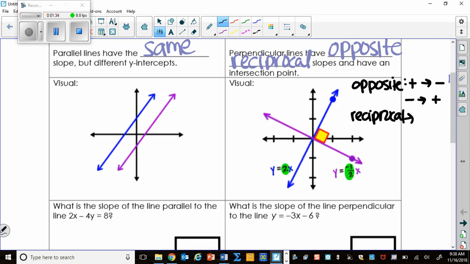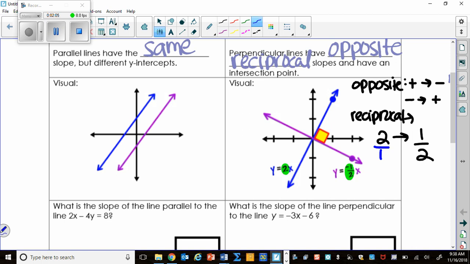So for example, in this case, 2 and -1/2, well, the reciprocal of 2, technically 2 is 2 over 1. We're going to flip that fraction, so our new slope would be 1 over 2. All you're doing is switching your numerator and your denominator, okay? But with perpendicular lines, when you're asked to find the slope of a perpendicular line, you have to do both the opposite and the reciprocal slope.